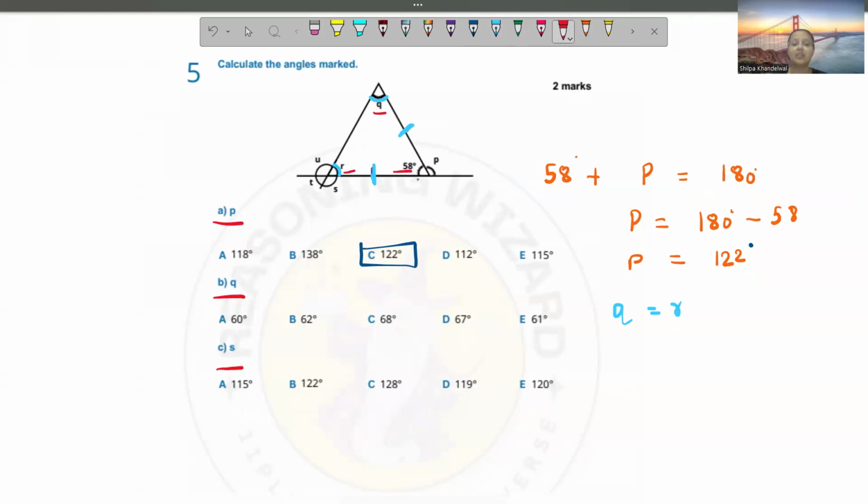Now you can use the angle sum property here: P plus R plus 58, and then you can put it equal to 180. Or there is the exterior angle property also: the exterior angle is this, right? The angle just beside the exterior angle and the other two angles, you just need to add them. That will be equal to the exterior angle. That is the exterior angle property. So I can say that Q plus R will be equal to angle P.